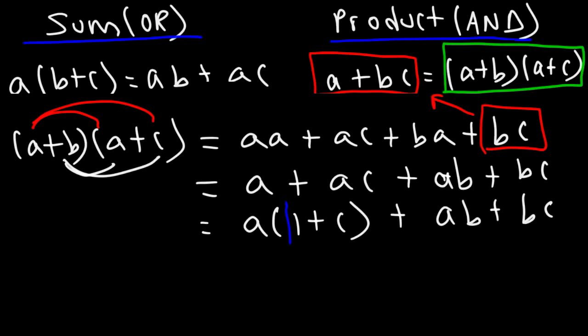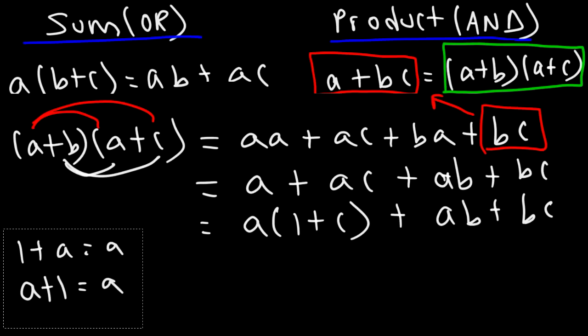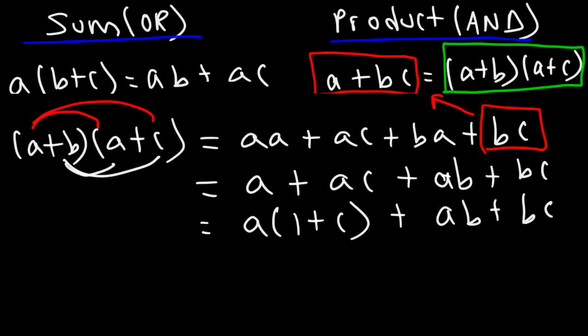Now let's focus on this, 1 plus c. There's a property that we talked about early in this video that we can use here right now. Do you know what it is? If you don't, pause the video and look through the properties that we discuss and find out what we can do. The property that you want to use is the null property. If you recall, we said that a plus 1 is a, or 1 plus a is a. So therefore, 1 plus c is c.